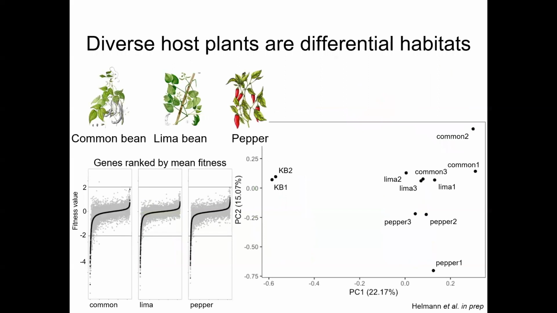So to characterize the bacterial traits that contribute to colonization of these multiple host plants, I essentially repeated the previously described experiments in lima bean and in pepper. And so the fitness distributions were very similar between these three hosts, which indicates similar magnitude of growth and selection. On the right, you can see a PCA plot of the experimental conditions, which was generated using all fitness values. And the treatments are clustering here as you would predict.